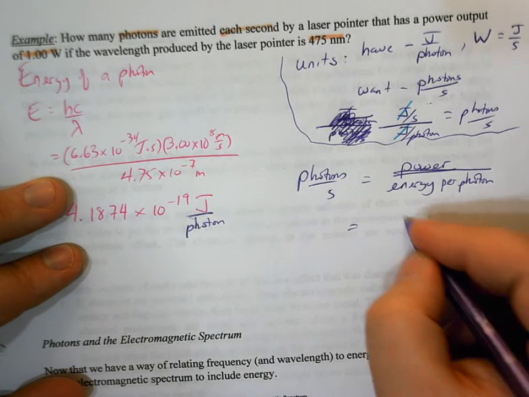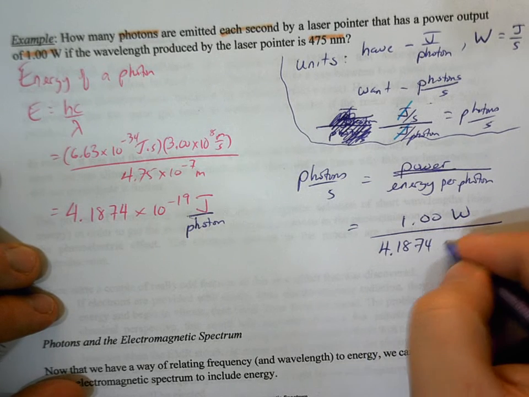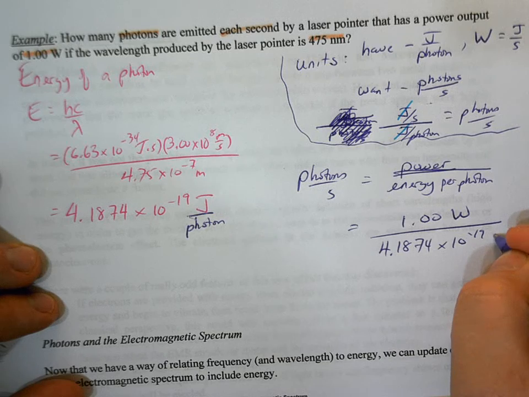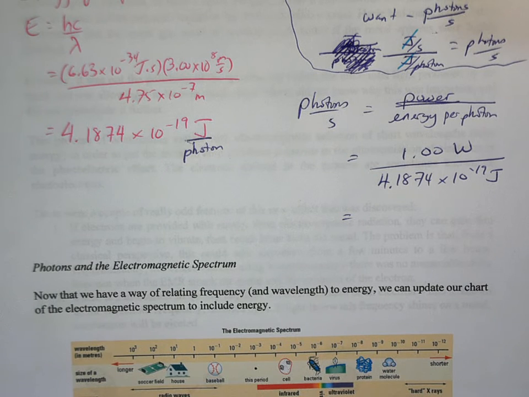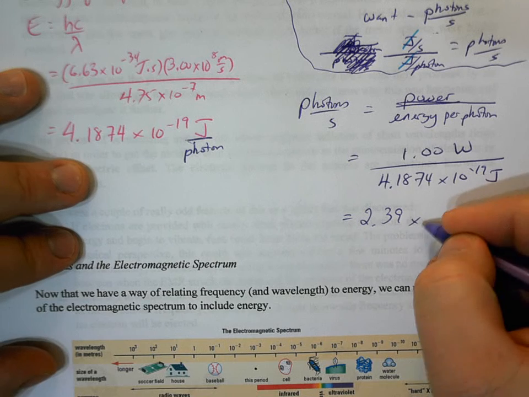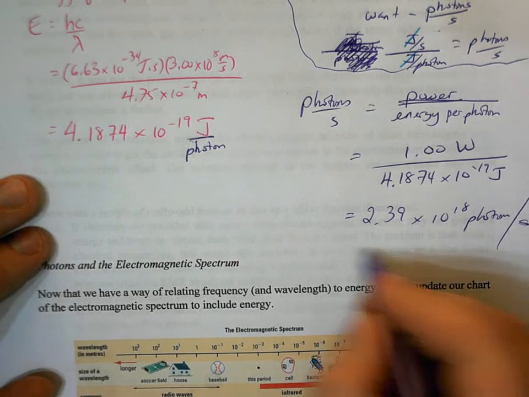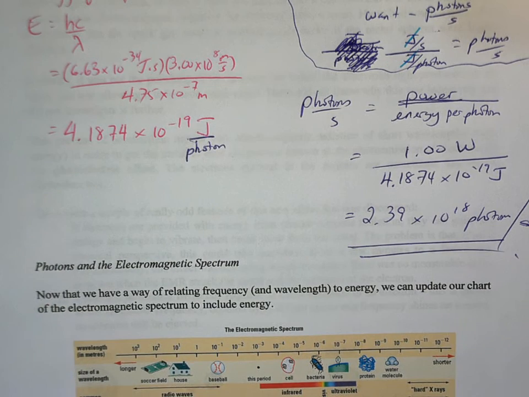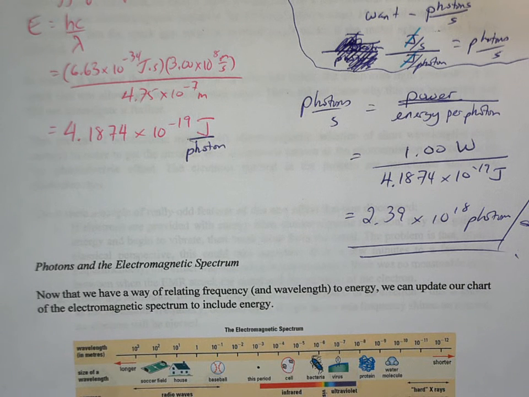So with that, we have a power of 1 watt, or 1 joule per second. And then we found that the energy per photon is 4.1874 times 10 to the minus 19 joules. And when you're doing calculations for number of photons per second, expect the number to be quite large. So in this case, we're getting about 2.39 times 10 to the 18 photons per second. So based on this laser pointer having a power of 1 watt and emitting light with a wavelength of 475 nanometers, every single second it's emitting 2.39 times 10 to the 18 photons per second.